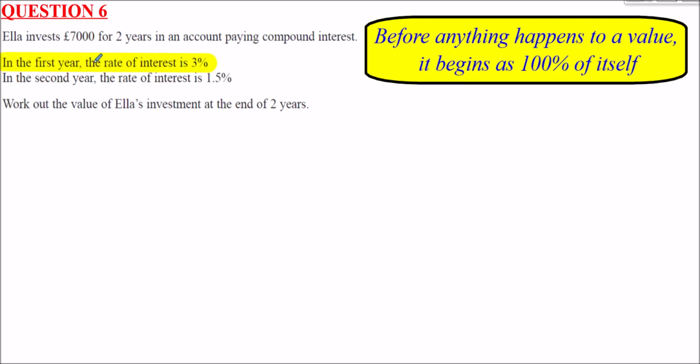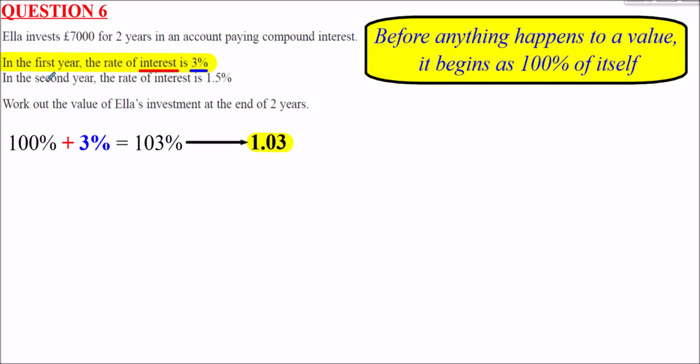In the first year, we're told the rate of interest is 3%. Now, interest is a positive thing. Interest, if something's interesting, that's positive. So interest means the amount's going to get bigger. So the interest rate, first of all, in the first year is 3%. We start with 100%. We're going to add on 3%. So 100% plus 3% is 103%. Then to change to a decimal, which is called the decimal multiplier, we divide the percentage by 100. So 103 divided by 100 gives us a decimal multiplier for the first year of 1.03.